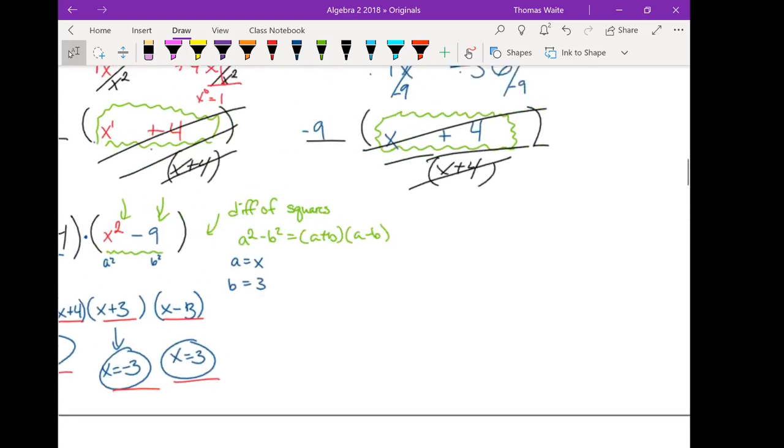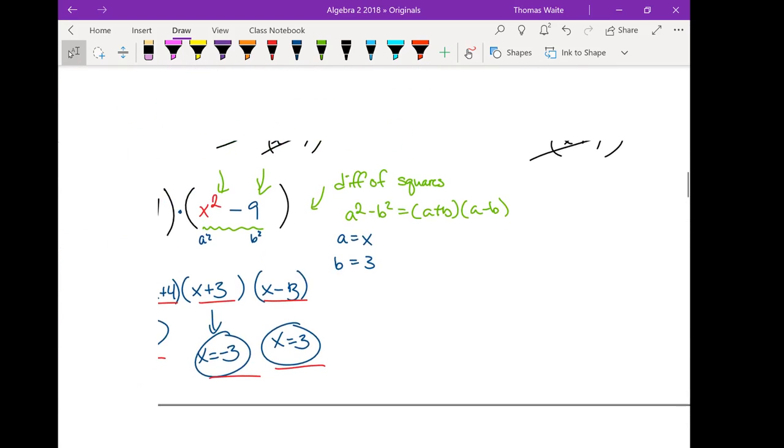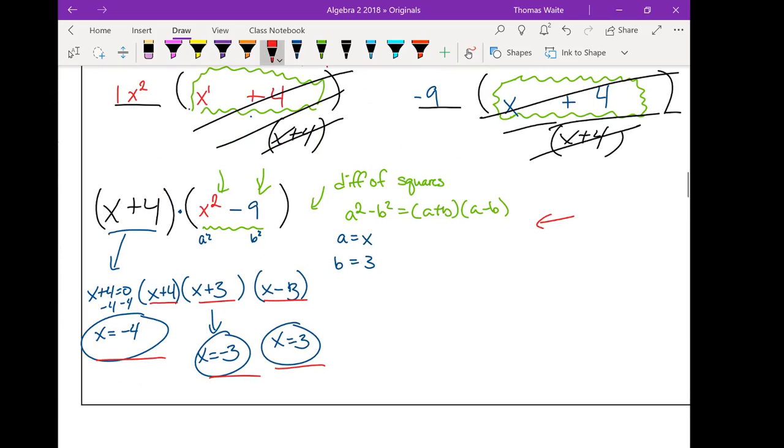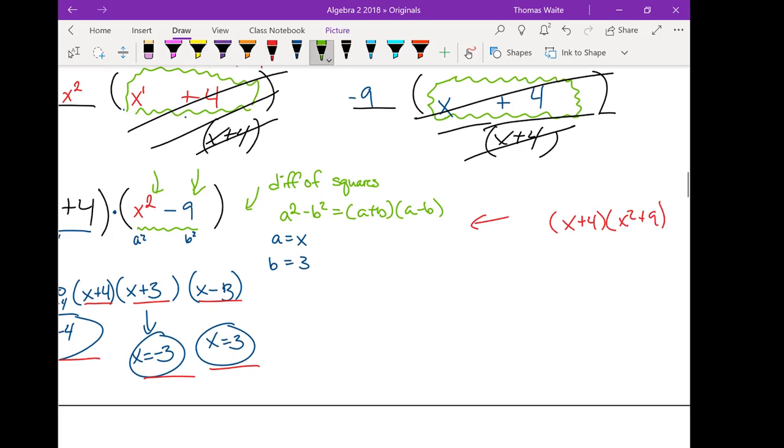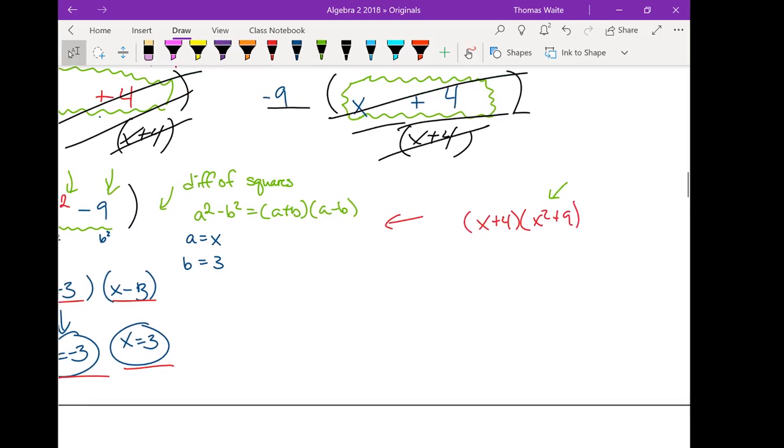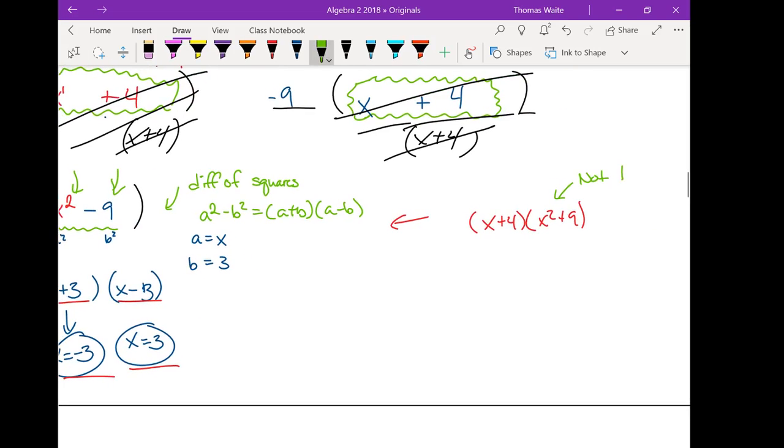Notice in this one, we were able to use difference of squares at this step right here. Sometimes we won't be able to do that. Sometimes we may end up with something like, well, I don't know. If instead we had x plus 4 times x squared plus 9, this term here doesn't look like a difference of squares. Not difference of squares.